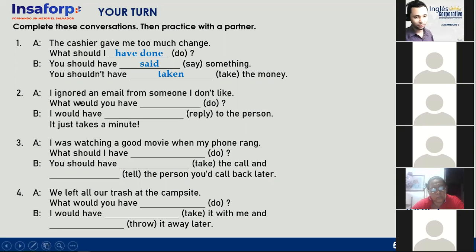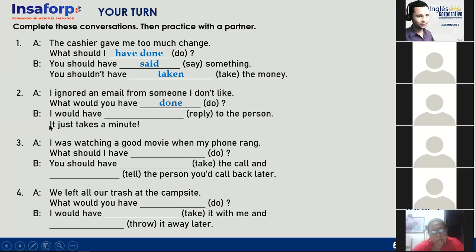Number 2. I ignored an email from someone I don't like. What would you have done? Okay. 2B. Who wants to read it? Reply. I will have a reply to the person. He said, just take a minute. Good. Correct. I would have replied to the person. It just takes a minute.